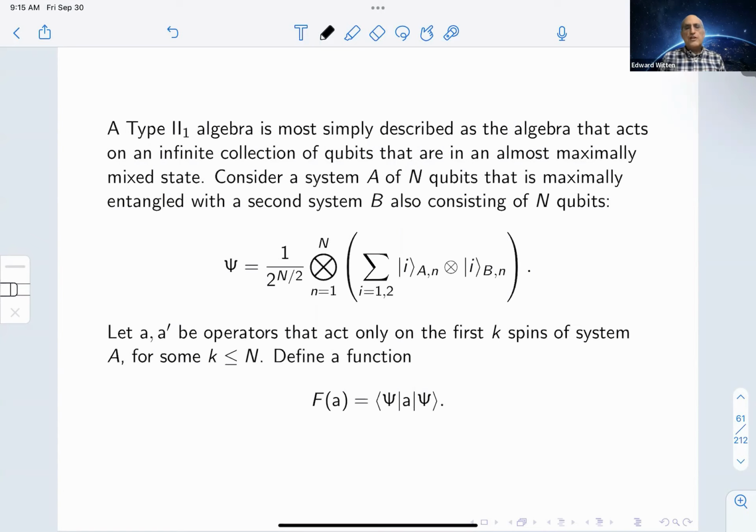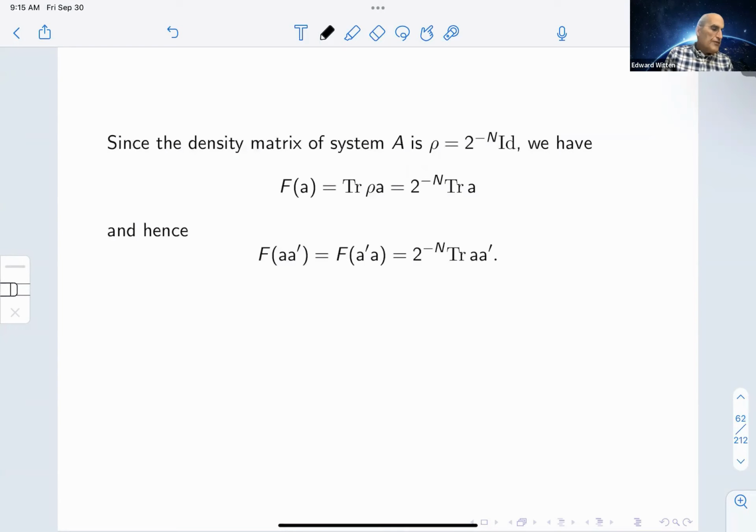Then we define a function f of A, which is the expectation value of A in the state psi. Well, I chose the state of A to be maximally mixed, so its density matrix is 2 to the minus n times the identity. So f of A is the trace of A times the density matrix, and that's 2 to the minus n times the trace of A. The trace is the trace in the Hilbert space of system A, because A is an operator on system A.